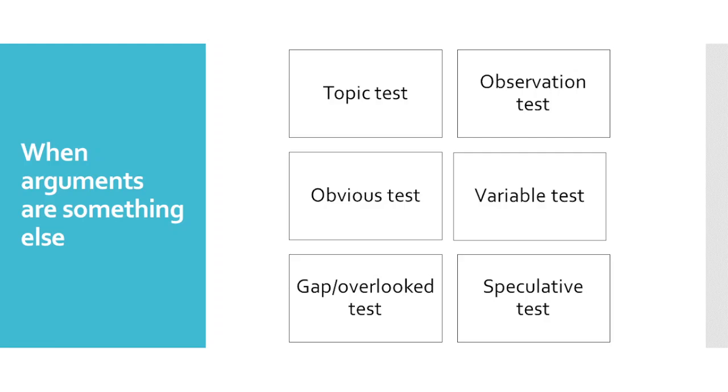Now, sometimes you may think you have written an argument, but it ends up not being an argument. The following tests will help you establish whether your statement is not an argument of your journal article. So first of all, do a topic test.